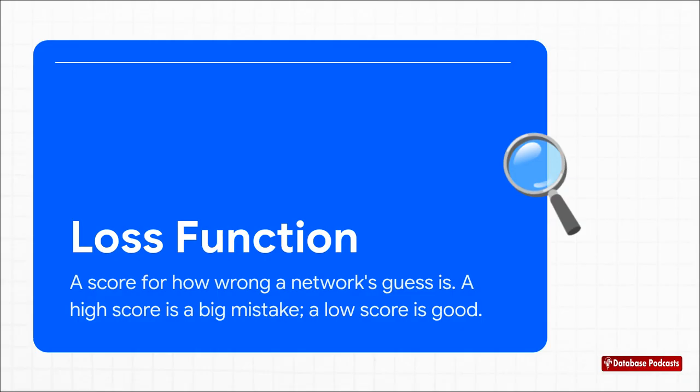For that, we use something called a loss function. You can just think of it as a score that says exactly how wrong the network's guess was. A really high score? That's bad. A huge mistake. A low score? That's great. So the name of the game is to get that loss score as close to zero as we possibly can.